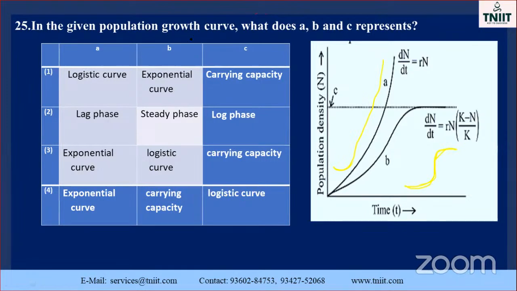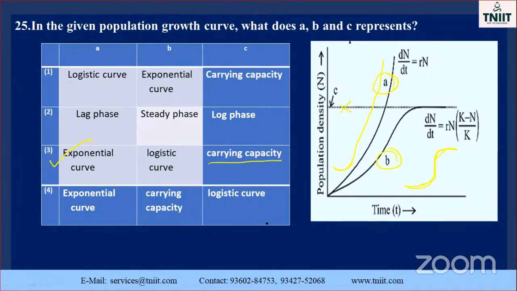See the given population growth curve, what do A, B, C represent? A represents which one? Exponential curve. I already told you which one is exponential. The next one is called the S-shaped curve, which is called the logistic curve. Here also a curve, here also a curve. So this is the correct answer, and this is not a correct one. And C, where is it? Here, this is C. This is not a curve, isn't it? So it is the carrying capacity.